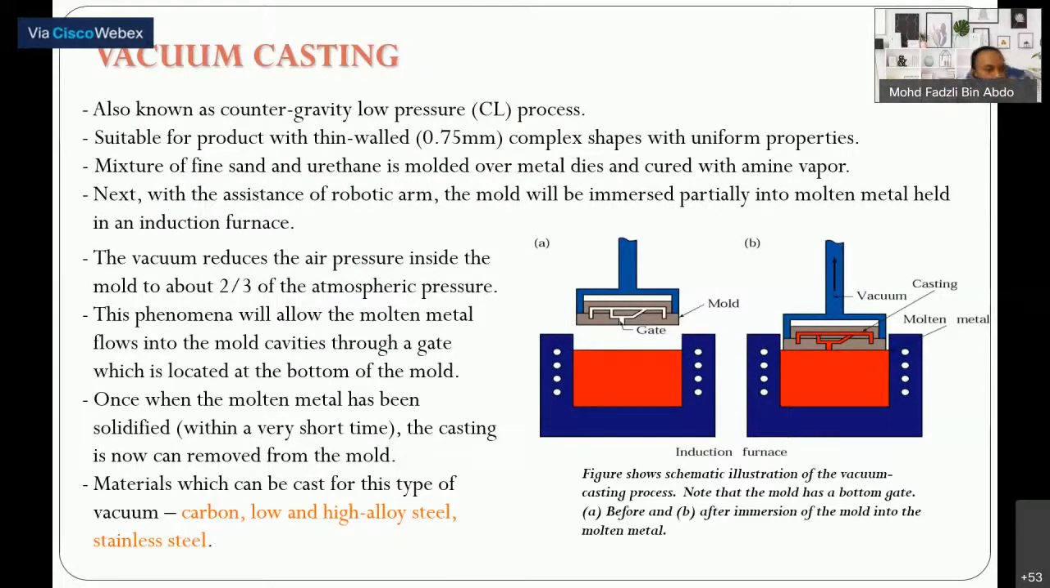Okay, this is the vacuum casting. Also known as a counter-gravity low pressure process suitable for product with thin wall, complex shape with uniform properties.